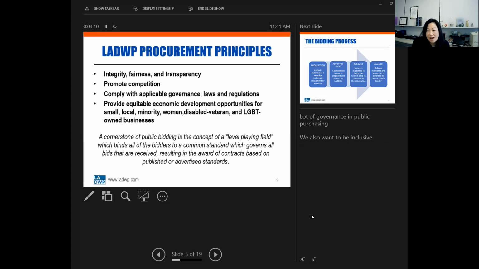And we do that by bidding everything out. So even though we're LADWP, we're part of the city, we operate our procurement much like any other government agency, by public bidding. So the concept of a level playing field is really important to us. And so when we put something out for bid, that's how we feel sets up the level playing field.